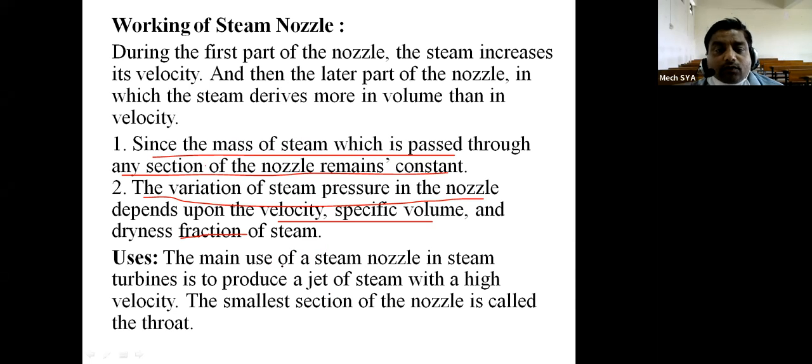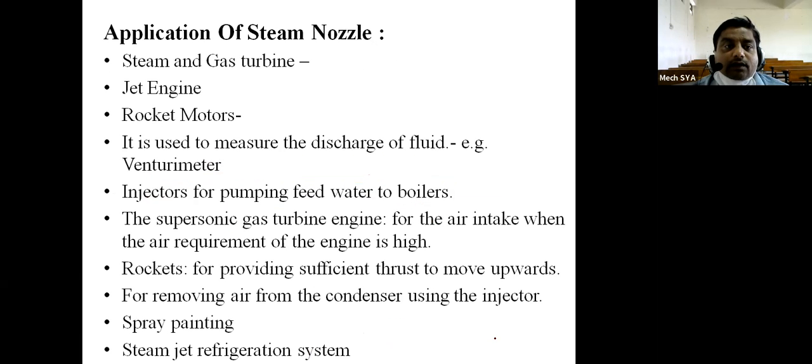The main use of a steam nozzle in a steam turbine is to produce a jet. Jet is referred to as high velocity. I have told you already, jet means high velocity. So up till now, understand only that steam nozzles are the devices which are used to generate the jet or high velocity of that particular steam. The smallest section of the nozzle is called the throat. Afterwards we are going to discuss that part.